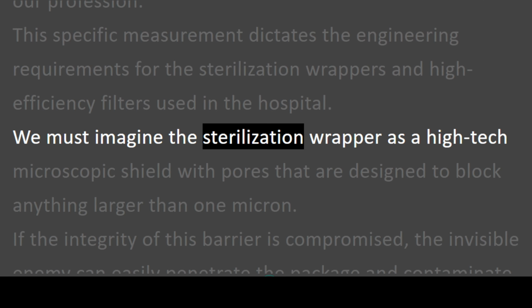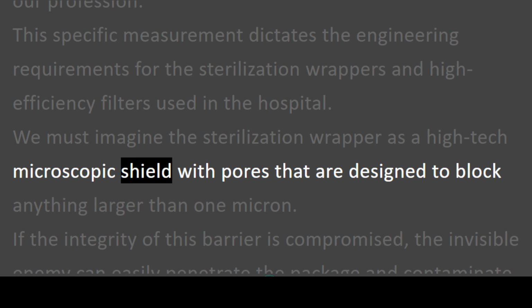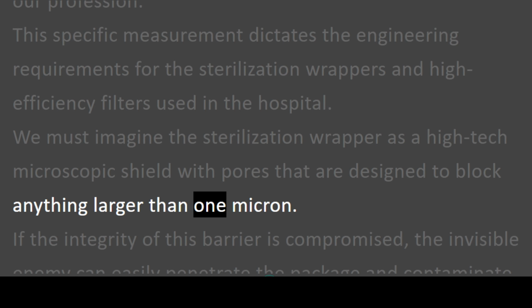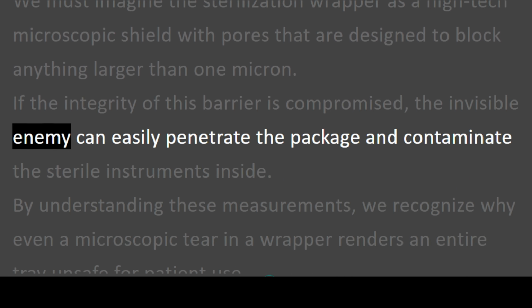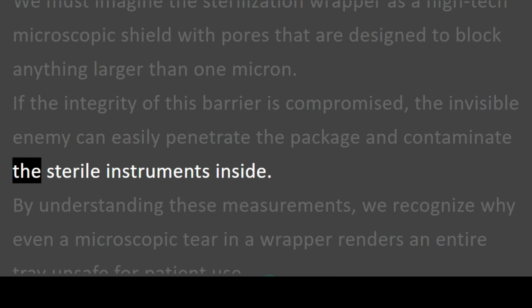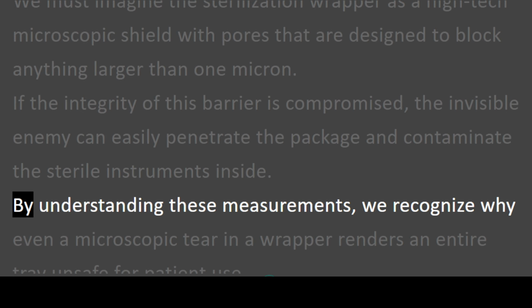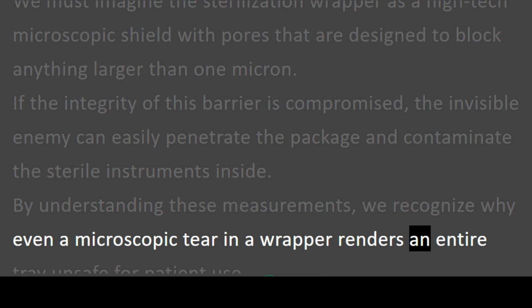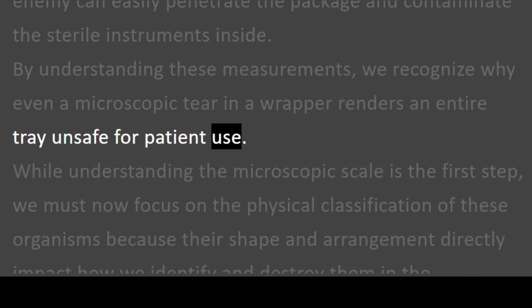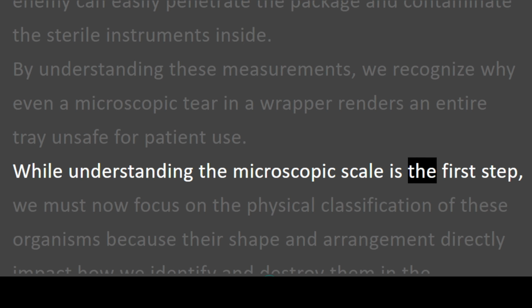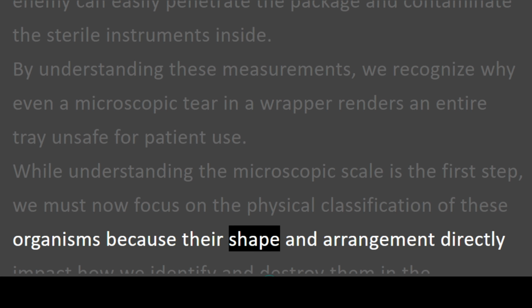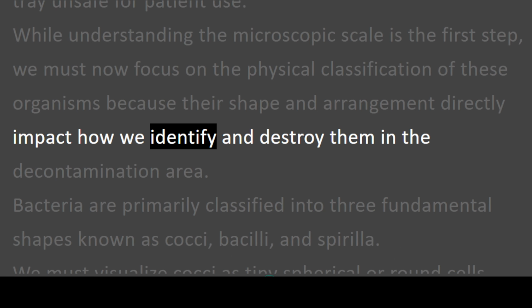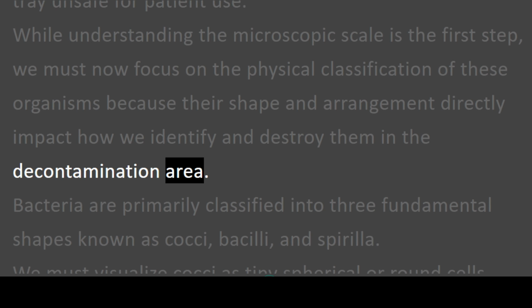We must imagine the sterilization wrapper as a high-tech microscopic shield with pores that are designed to block anything larger than 1 micron. If the integrity of this barrier is compromised, the invisible enemy can easily penetrate the package and contaminate the sterile instruments inside. By understanding these measurements, we recognize why even a microscopic tear in a wrapper renders an entire tray unsafe for patient use. While understanding the microscopic scale is the first step, we must now focus on the physical classification of these organisms because their shape and arrangement directly impact how we identify and destroy them in the decontamination area.